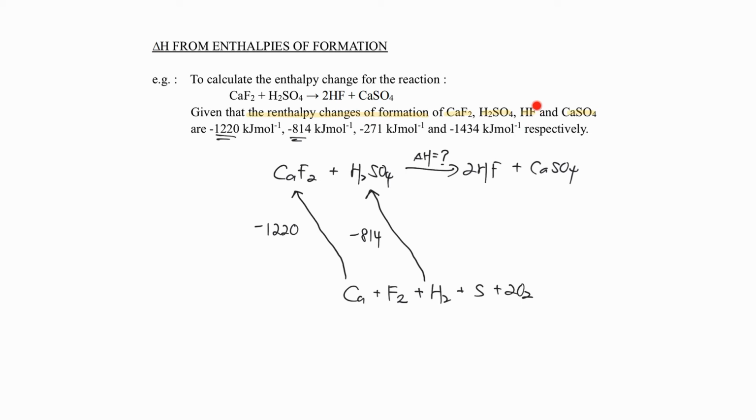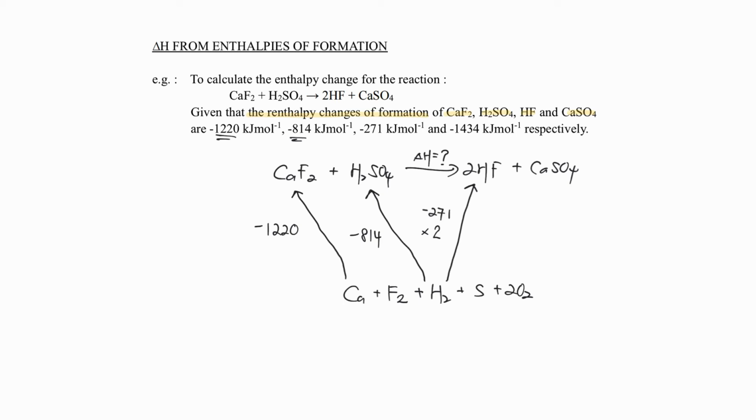And next, we have hydrogen fluoride. But here, we are involving 2 moles of hydrogen fluoride. So the elements to form HF are H2 and F2. We will have an arrow pointing from them to HF. Since it is involving 2 moles of HF here, the given value, negative 271, has to be times 2.